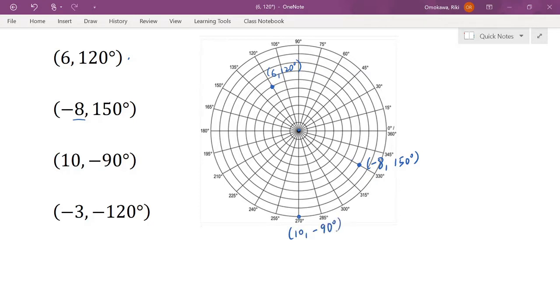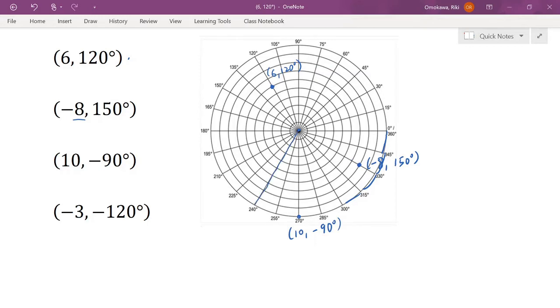And then, of course, both the distance and the angle could be negative. So where is negative 3, negative 120? Well, first of all, negative 120, by the way, on this particular graph, each of these is 15 degrees. So then two of those is 30 degrees. So 30, 60, 90, 120. Negative 120 is along here.